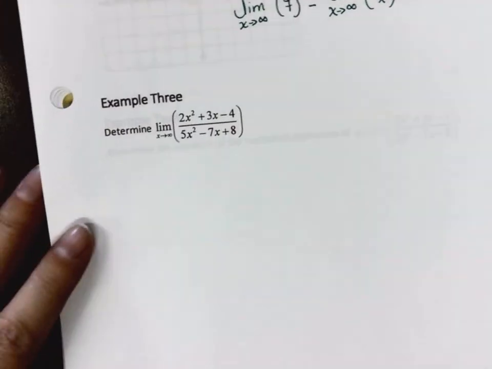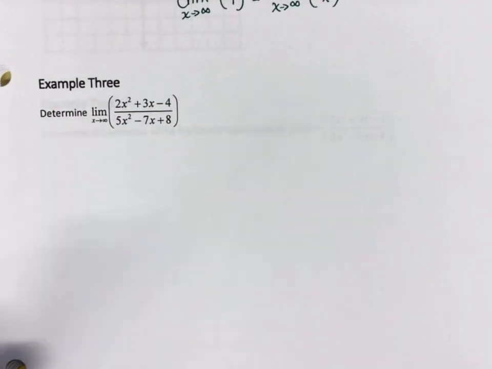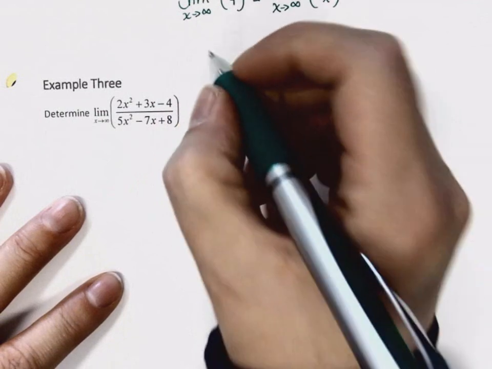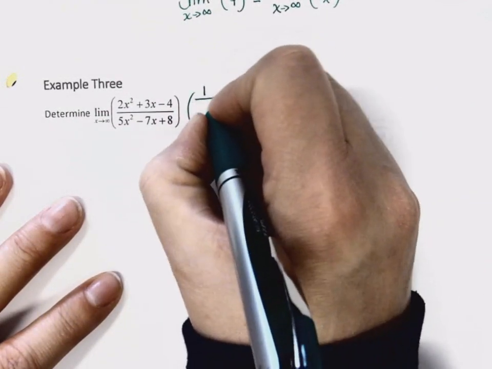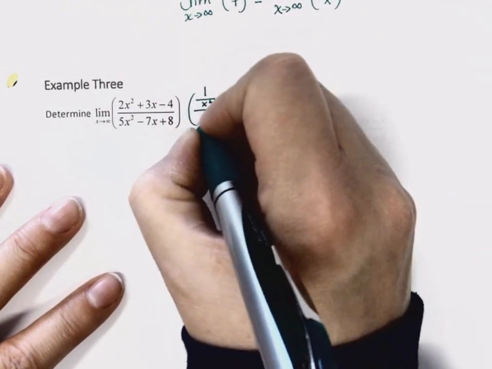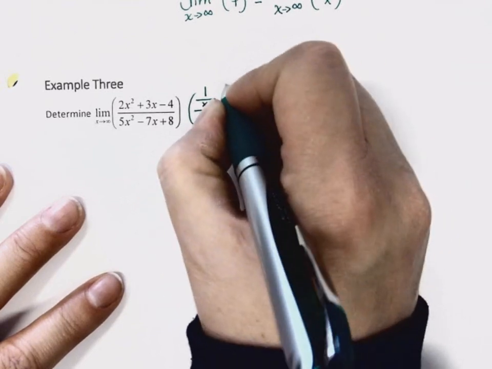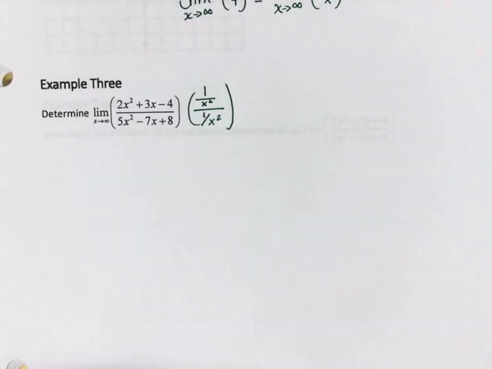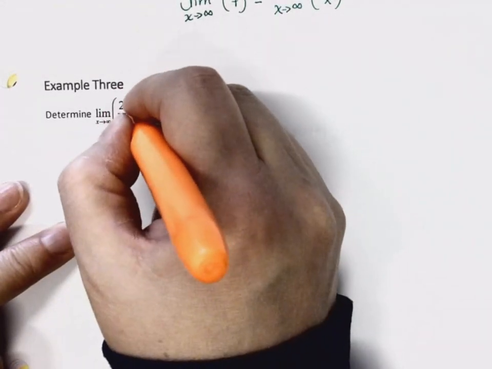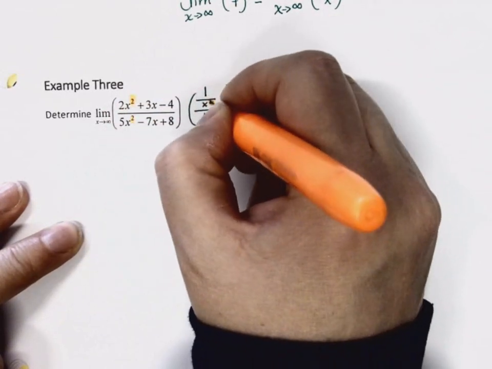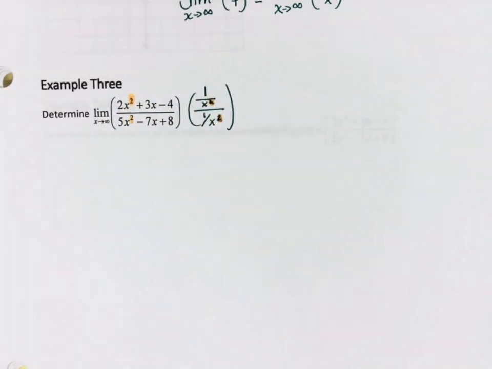What's our highest degree in this one? 2. So this time we're timesing the numerator and the denominator by 1 over x squared. The reason why I picked that was because of the highest degree, they match, right? And we know that it still has a value of 0. So we're just using that to do some math to get this to work.